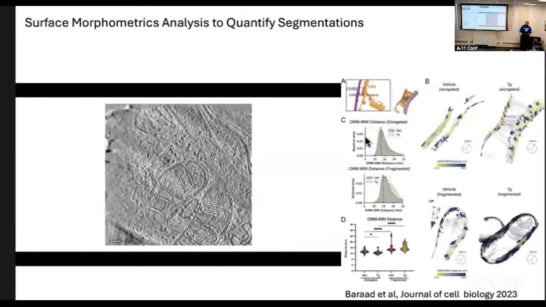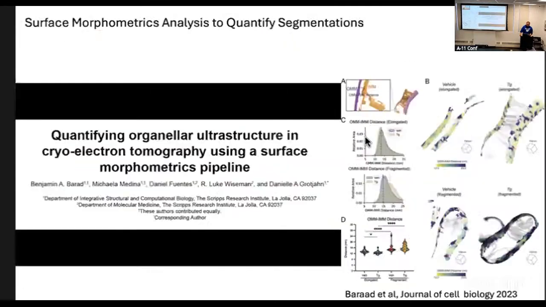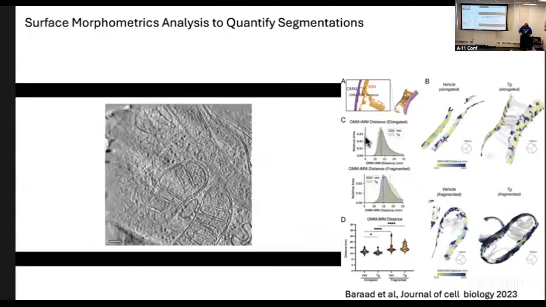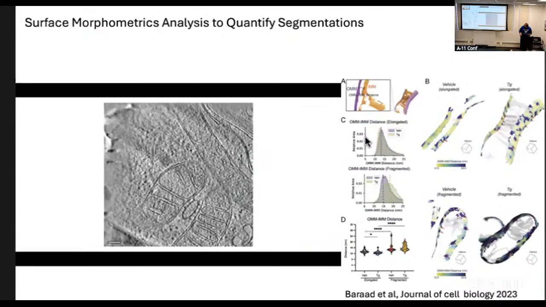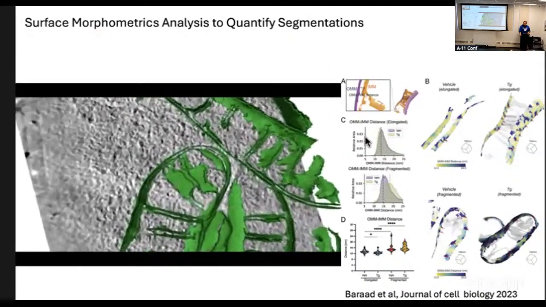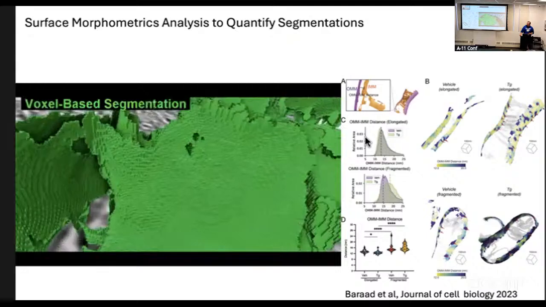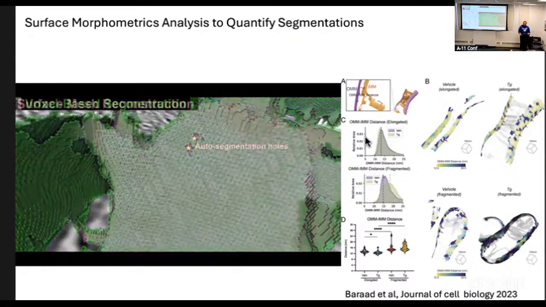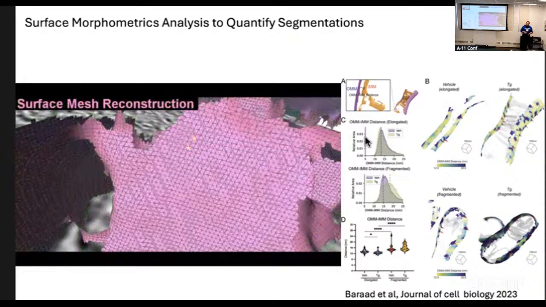So one of the things you want to do was actually characterize this, right? So you get your segmentation, right? You're not really done there yet, because you want to quantify things from the segmentation. You want to look at something like the distances between membranes or the curvature of the membranes.